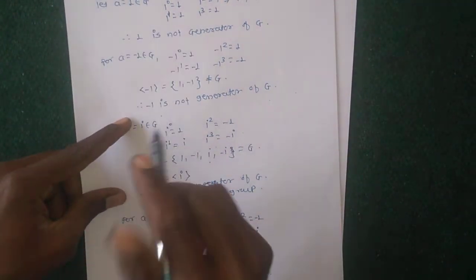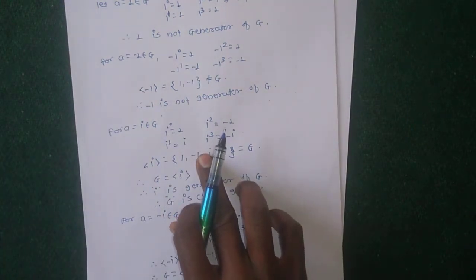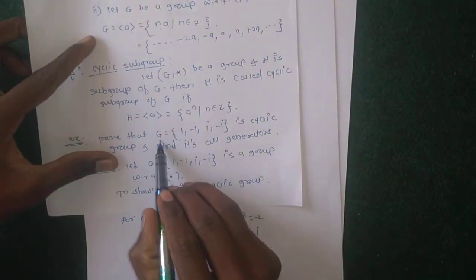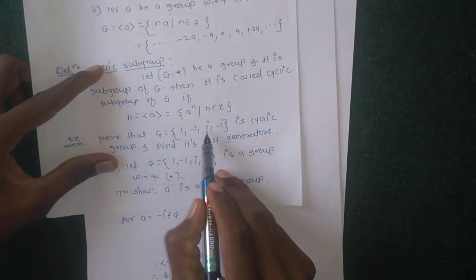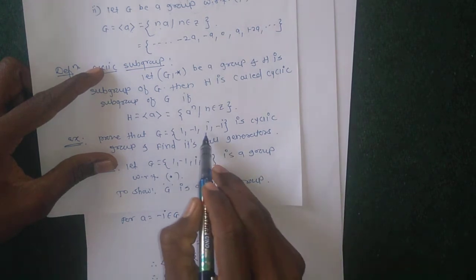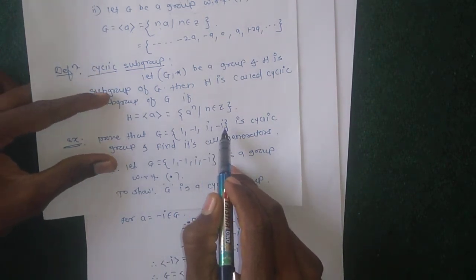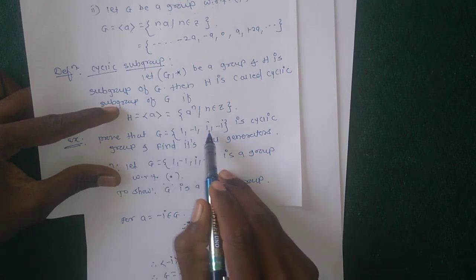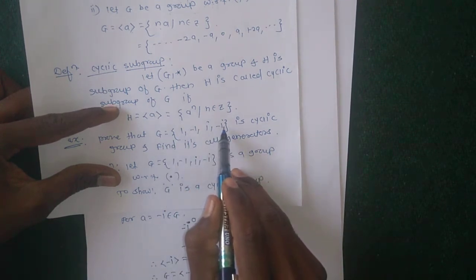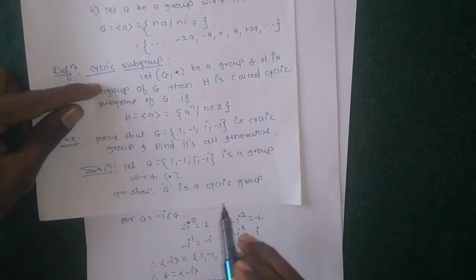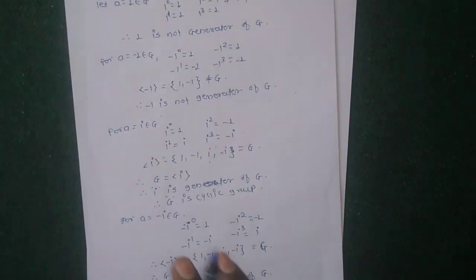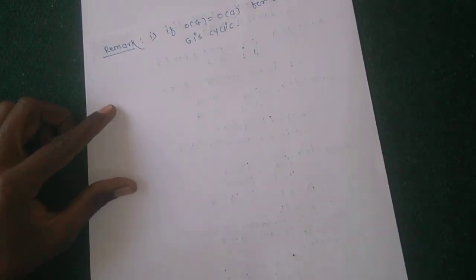In this example, the order of G is 4 because G contains 4 elements, and to find the order of an element means I and minus I have order 4. So the order of G equals the order of I and the order of minus I also, so G is a cyclic group, and then we find the generator. Using this remark, we can say whether G is cyclic or not.